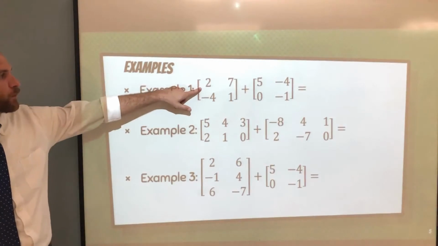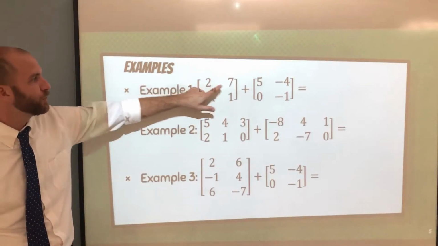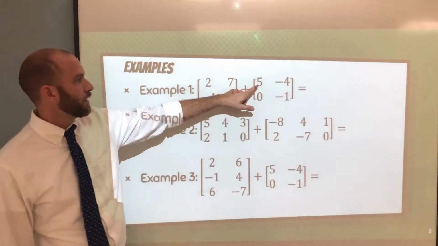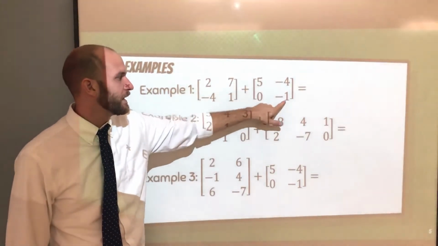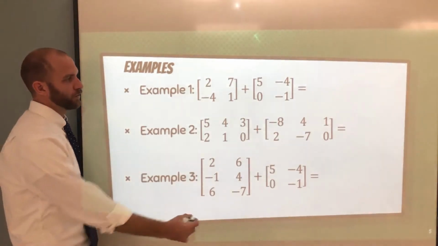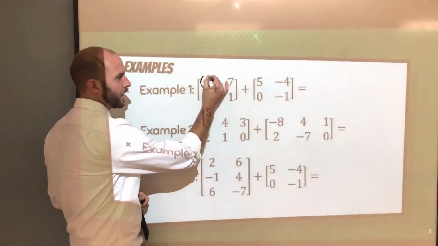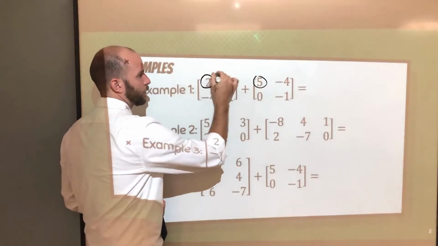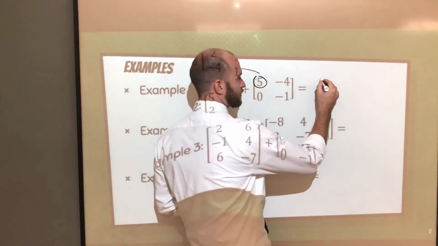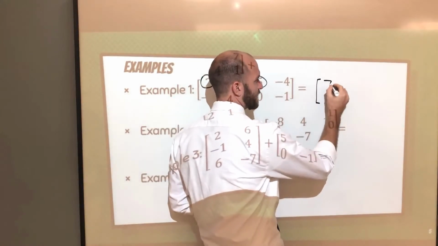So in this first example, we've got the matrix with elements 2, 7, -4, and 1, and we're adding together 5, -4, 0, and -1. Now we all know how to add, so we don't need to grab a calculator for this or anything, but we're going to take the corresponding elements here, the 2 and the 5, and we're going to add those two together. When we add 2 and 5, that's going to make a new matrix over here with a 7 as our element 1, 1.